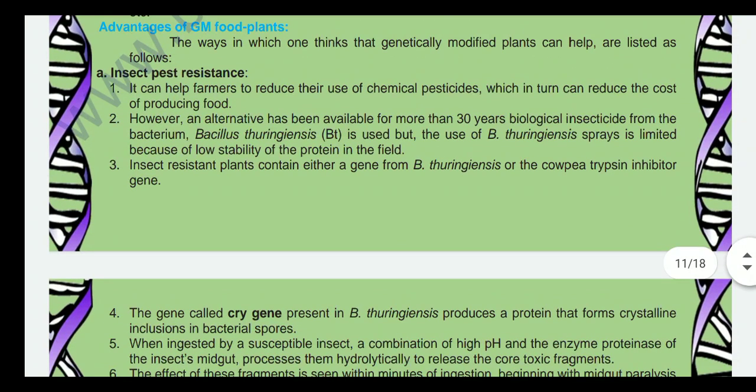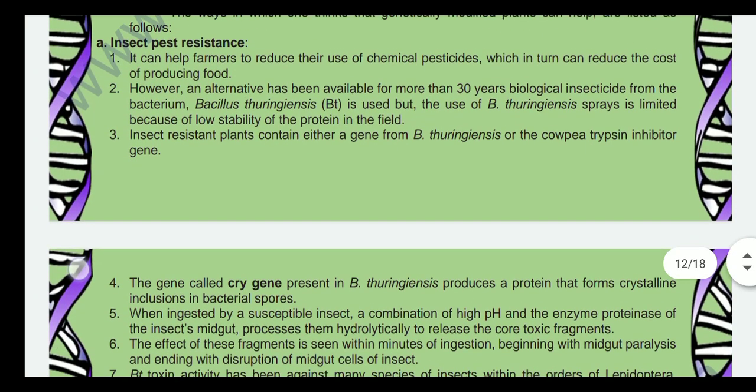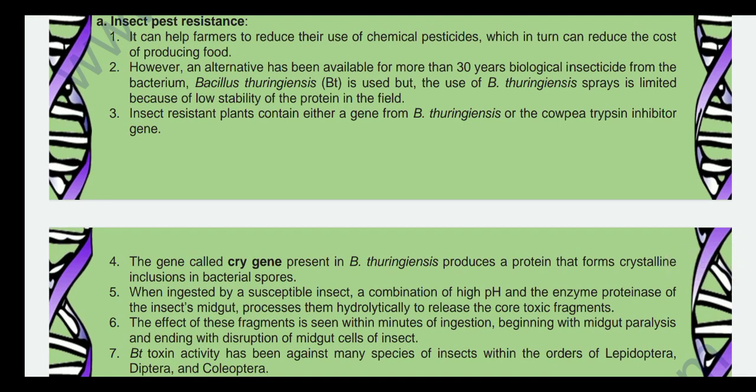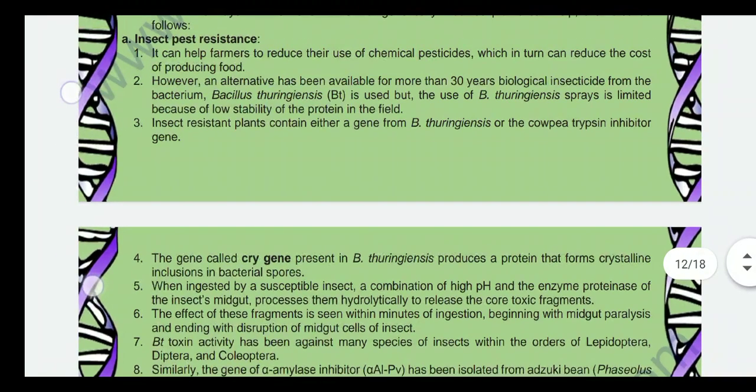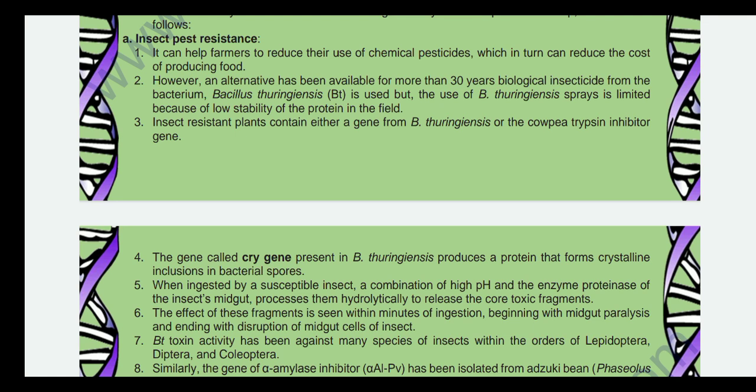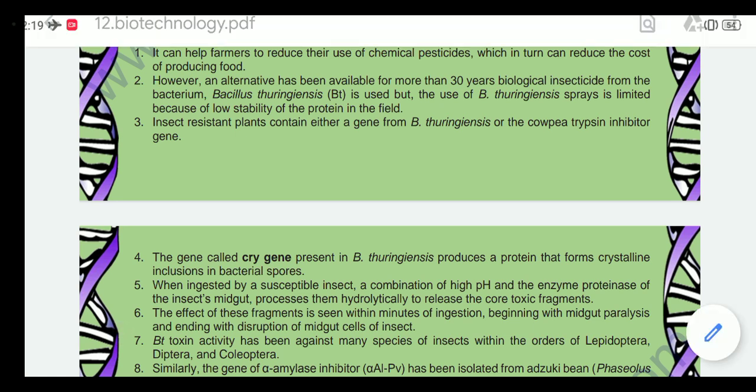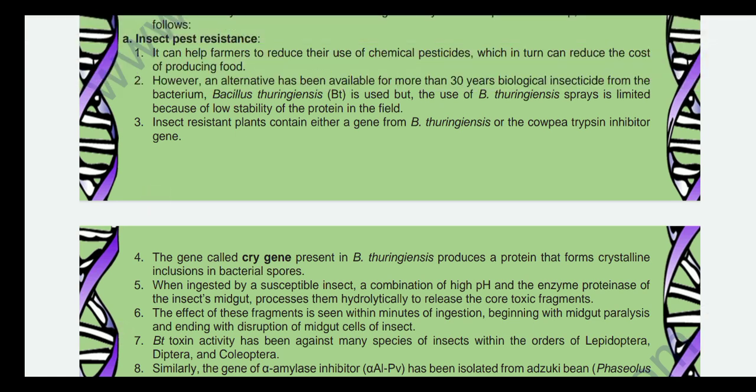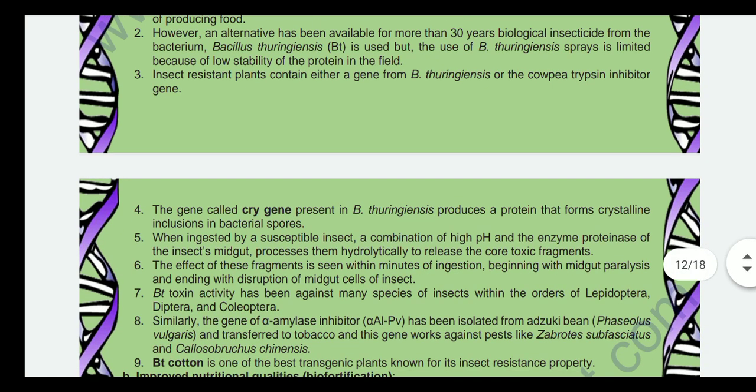Advantages of genetically modified plants, where we can say the first one, is that insect pest resistant varieties are formed. It can help farmers reduce their use of chemical pesticides, which in turn can reduce the cost of producing food. However, an alternative has been available for more than 30 years, a biological insecticide from the bacterium Bacillus thuringiensis, Bt. It is used, but the use of Bacillus thuringiensis sprays is limited because of the low stability of the protein in the field.